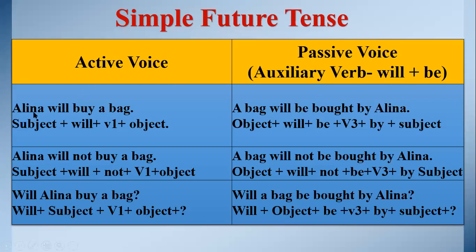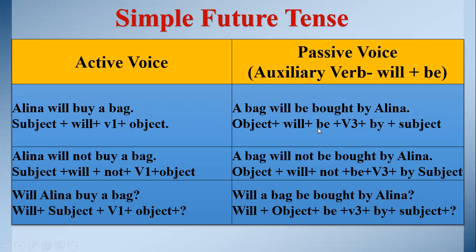Now, let's look here. Alina will buy a bag. Now this is the subject. My subject is Alina. My focus is on Alina here, because she's my subject. Will is the future tense. Buy is my first form of the verb, and my object is a bag. So now when I change it to passive voice, the positions of the object and the subject will be interchanged. That is, now the object will come to the beginning of the sentence, and my sentence will begin with a bag. A bag will be bought by Alina.